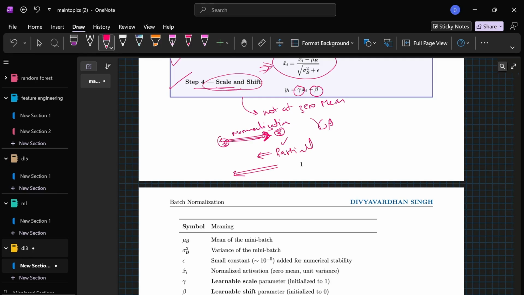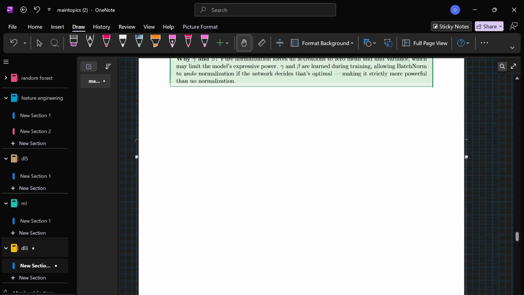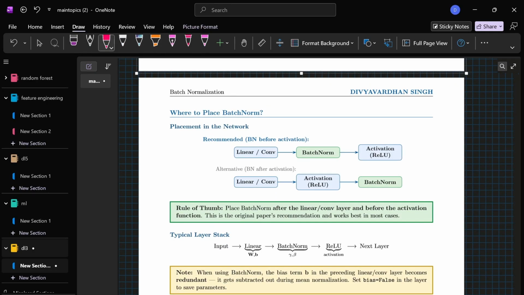Okay, now next is where you can put batch normalization in your network. The original paper recommends putting it after your linear or convolutional layer and before your activation function like ReLU. So: input, then linear layer, then batch normalization, then ReLU, and then the next layer.